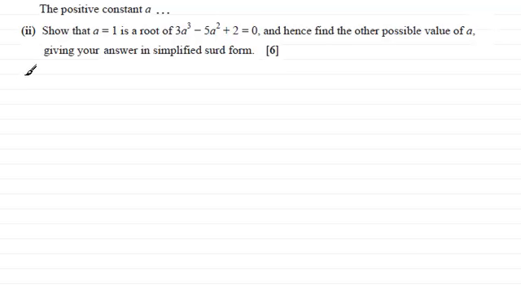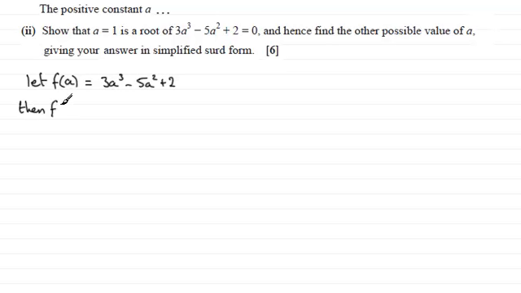Now to do this, what I'm going to do is let f of a be the expression on the left hand side of this equation. F of a, in other words, equaling 3a cubed minus 5a squared plus 2. Now what I'm hoping is that if a equals 1 is a root, then when I put it through here we should find that it equals 0. So let's just put that through.